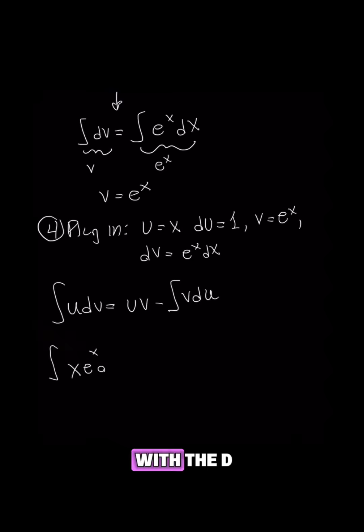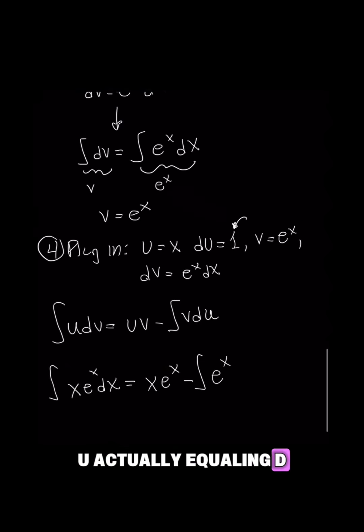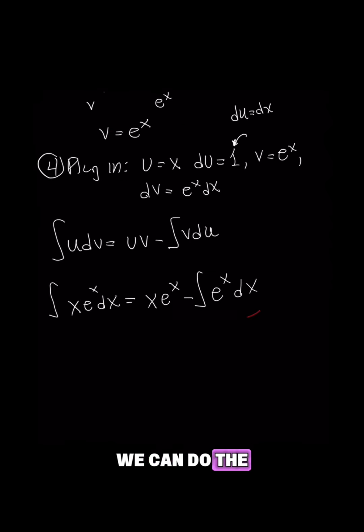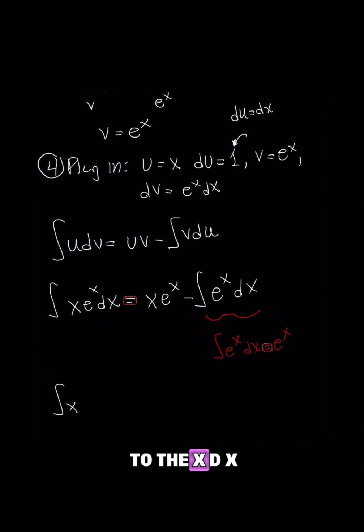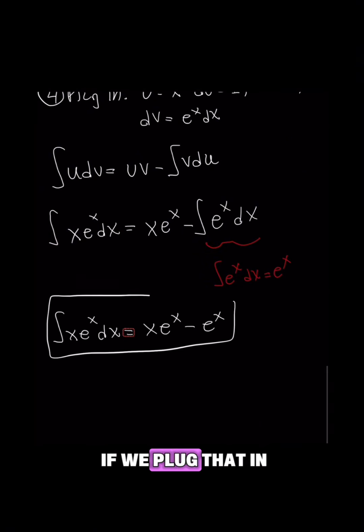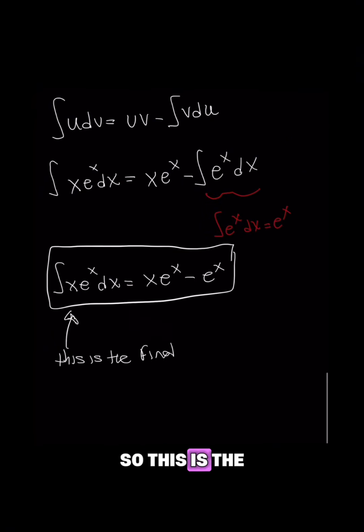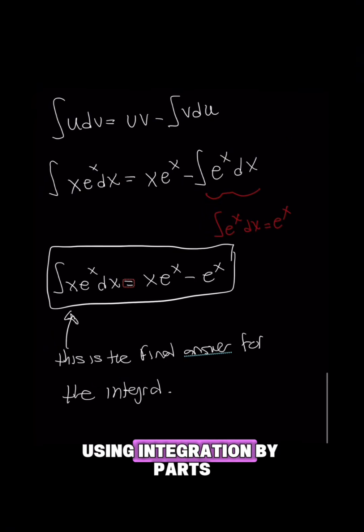If we do that, I just noticed the error I made earlier with the du actually equaling dx. We have this expression here. We can do this simple integration of e to the x dx, which is just e to the x. And if we plug that in, we get this final answer here. So this is the final answer for the integral using integration by parts.